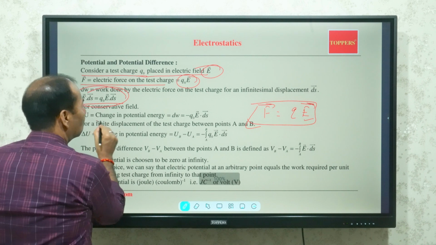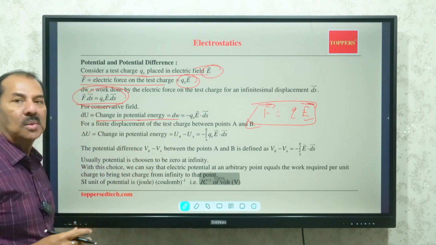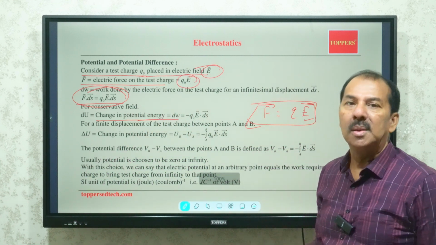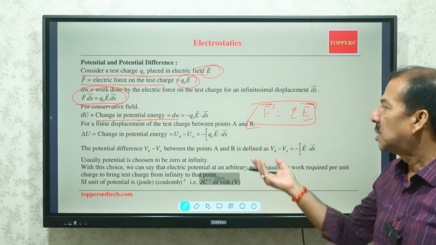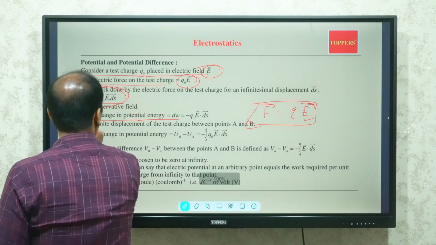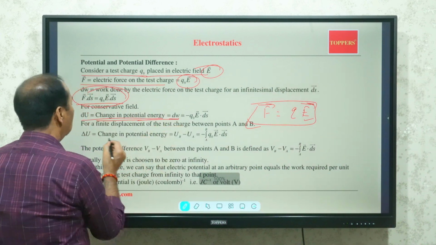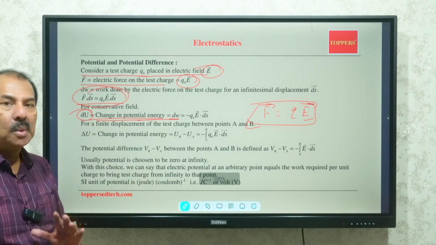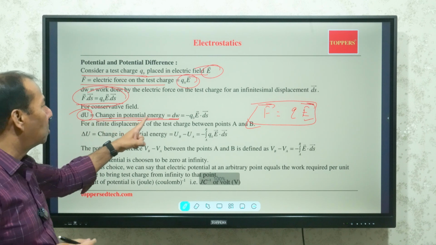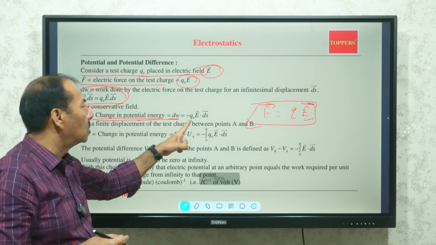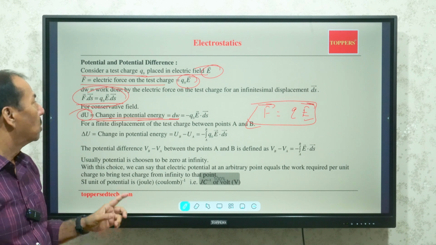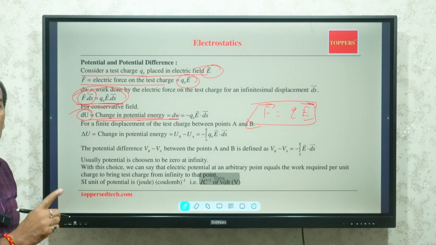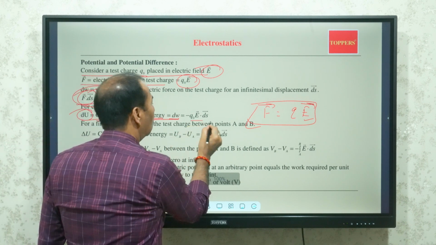Now the change in potential energy. Because work done, potential difference, it is nothing but the work done, and work done is what? Potential energy. That's why we are using this word. Change in the potential energy is equal to dW. dU, where U stands for the potential energy and W stands for the work done. So dU is equal to dW, which is equal to Q naught E dot ds, because F dot ds becomes the work done.